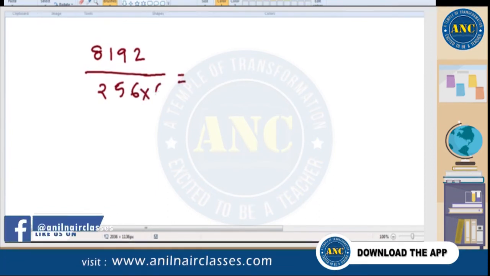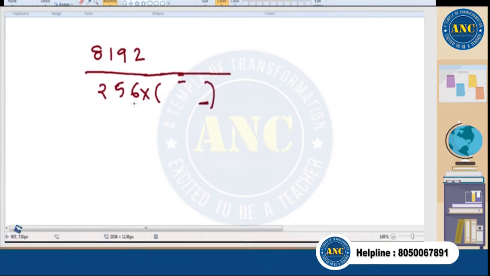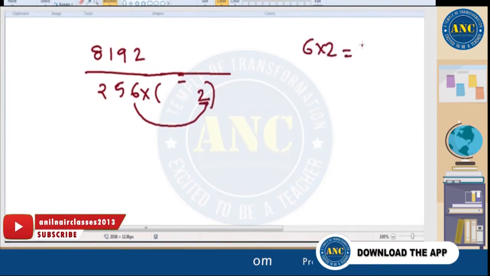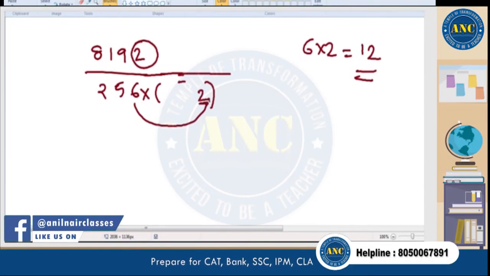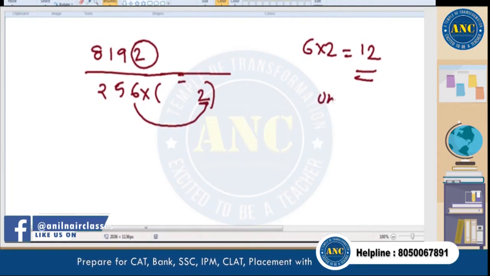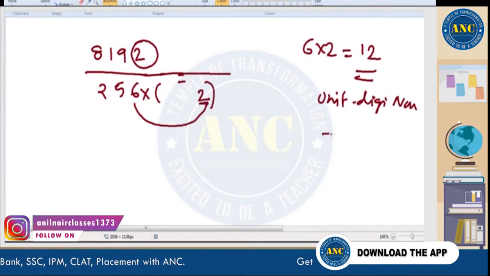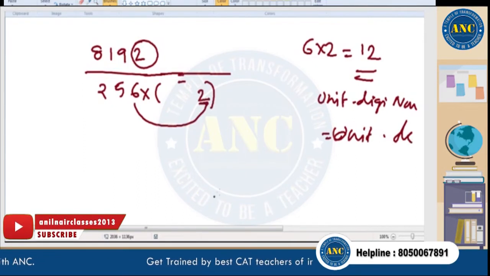Here I don't know the answer. But in the unit digit, 6 into 2 will be 12. I am writing here, 6 into 2 will be 12. So the unit digit of the numerator should be equal to the unit digit of the denominator, sir, without any doubt.